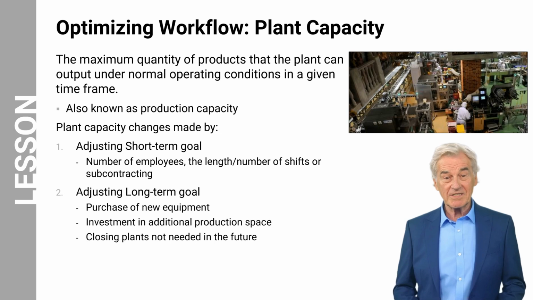Some short-term changes include the number of employees working or the length or number of their shifts. Short-term capacity changes also include subcontracting. Some long-term capacity changes can be achieved through the purchase of new equipment, investment in additional production space, or even closing plants not needed in the future. These adjustments help fulfill the needs of the business and the customer.